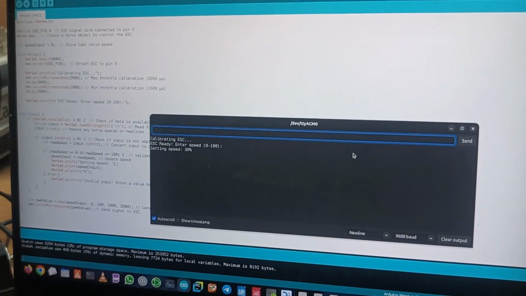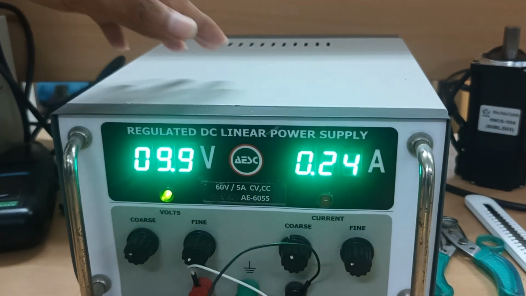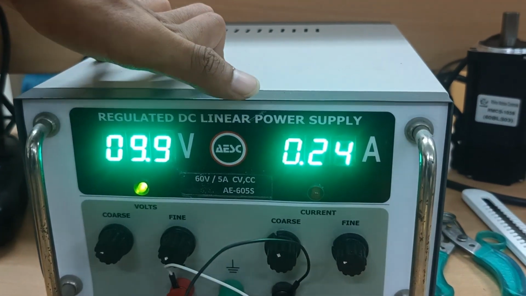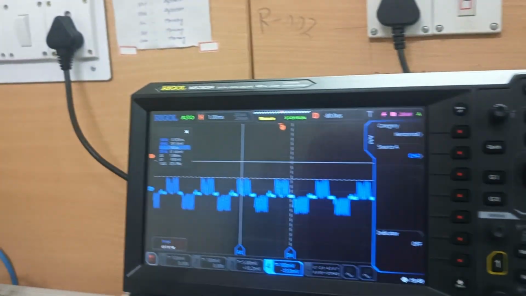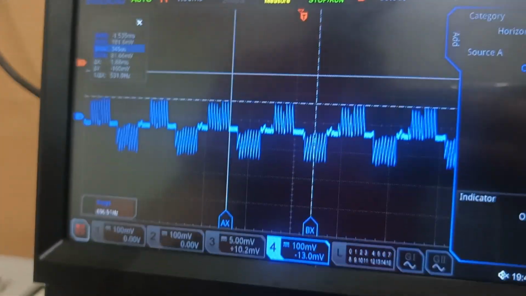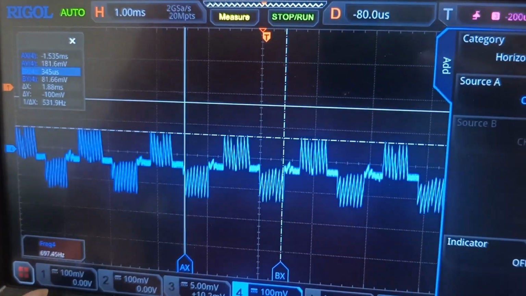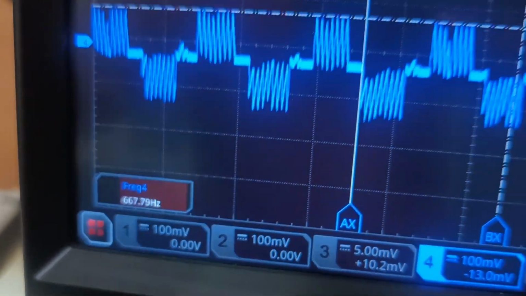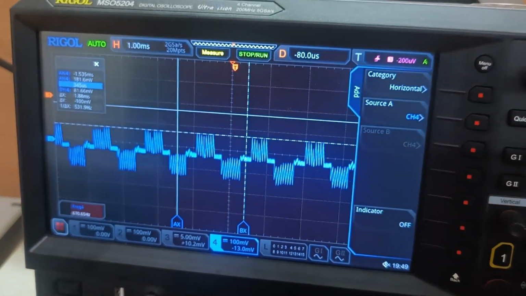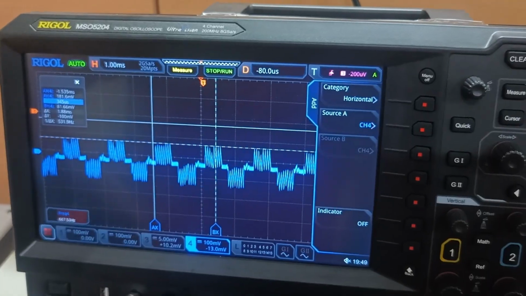So at 30% of full throttle, the voltage across the motor is 9.9 volts, while the current carried by the motor is 0.24 ampere per phase of the motor. The waveform is trapezoidal, and the frequency coming over here is 700 Hz, which corresponds to 10,500 RPM.